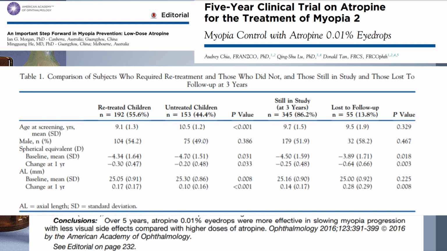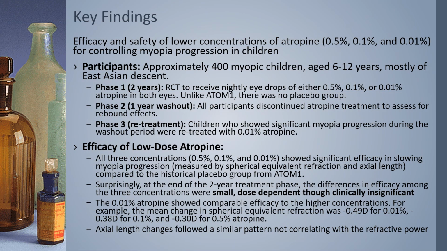It was planned only for 2 years, and then came ATOM 2, the 5-year clinical trial. So, what were the key findings of this? Almost 400 myopic children between 6 to 12 years. Phase 1 of the ATOM 2 study was the randomized control trial to receive nightly drops of either 0.5%, 0.1%, or 0.01% atropine in both eyes. Unlike ATOM 1, there was no placebo group. In fact, there were two things in this study. They used the same data of ATOM 1 as the baseline placebo group.